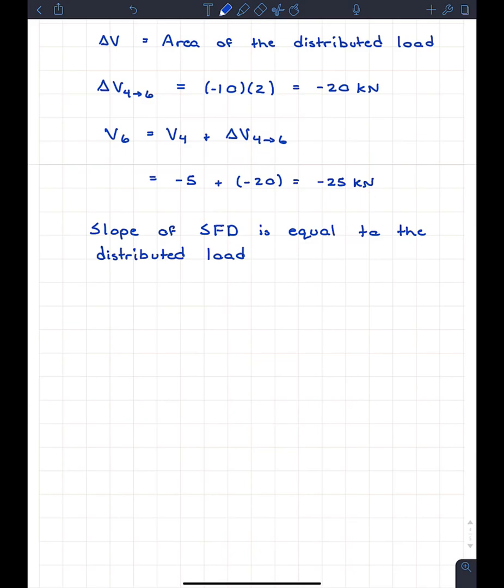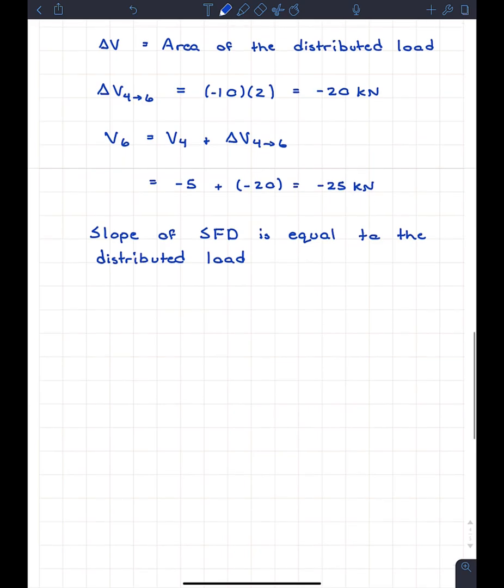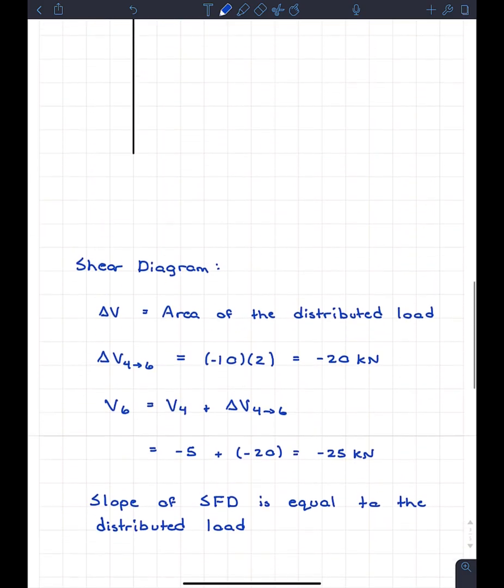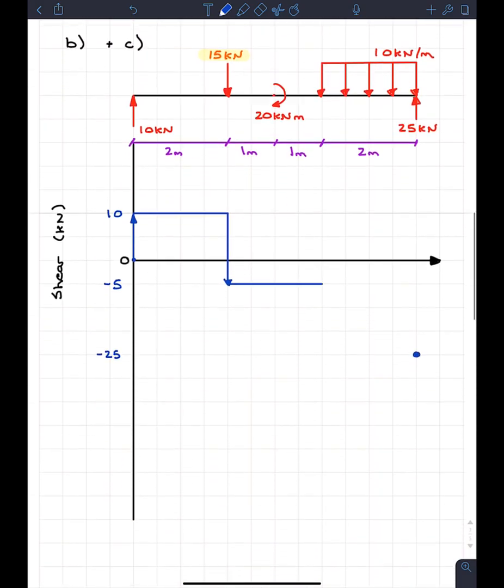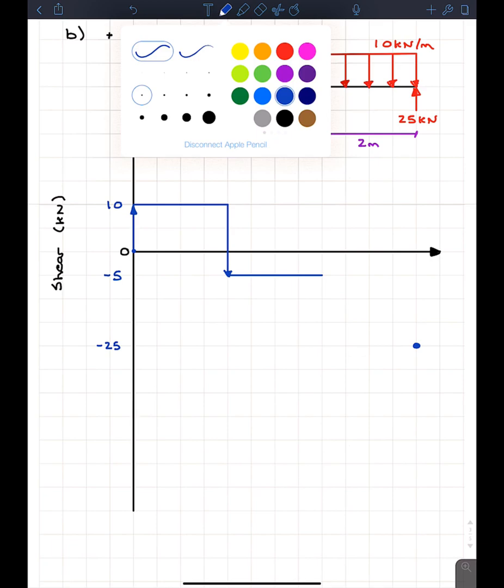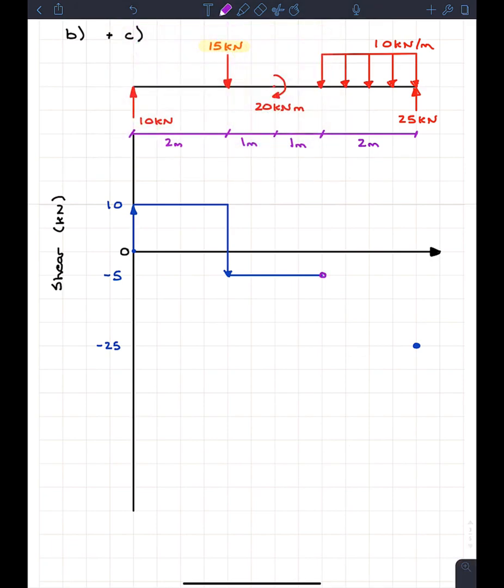And I know that this may sound really confusing, because if I was taking this in first year, when some professor wrote that down, I'd be like, well, what the hell does that mean? It means this. If I'm looking at this point right here at x equals 4, the slope at that point is equal to the value of the distributed load at that point.